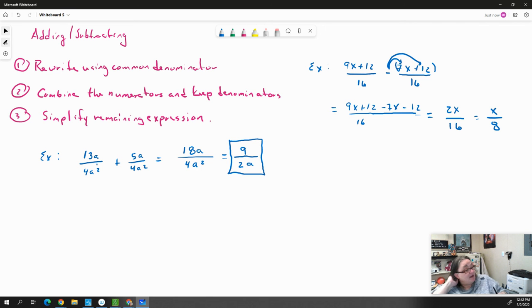So keep that in mind that we went over this when we were adding and subtracting polynomials as well, that negative's got to distribute to each piece. So even though it's not in parentheses, we have to remember that it's going to change the sign of everything that comes after it.